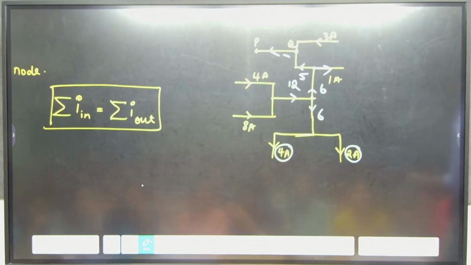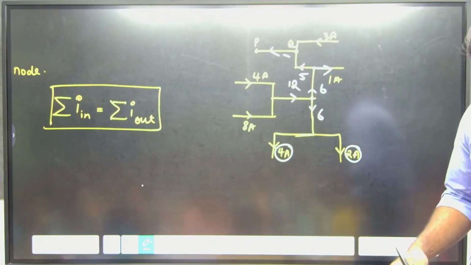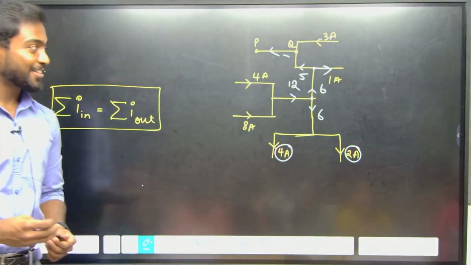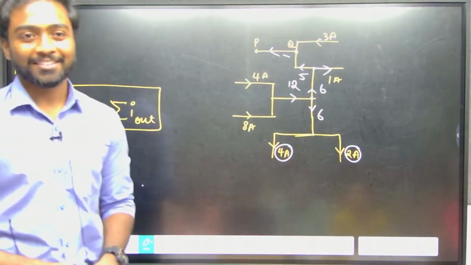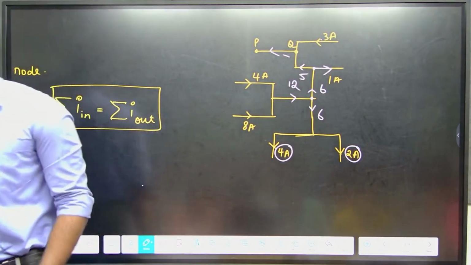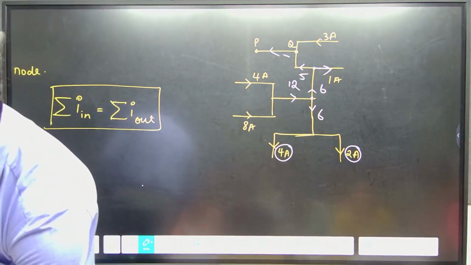Huh? Which one? 15 minus 7, whatever it is. So you got the answers, no? Okay.